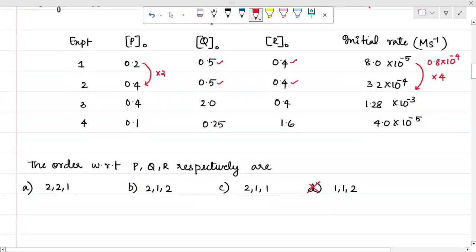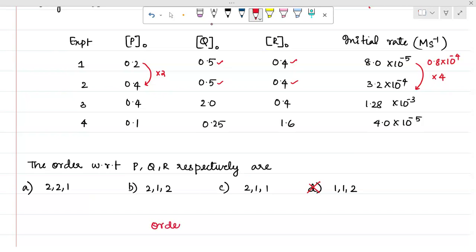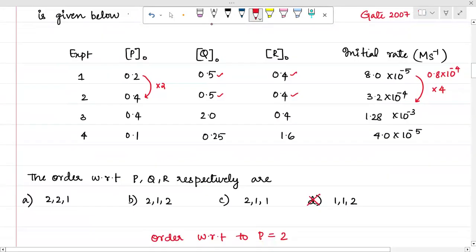So it's not option D. It's either A, B, or C. So the order with respect to P is equal to 2. Why? Because when you double the concentration, the rate is becoming 4 times.